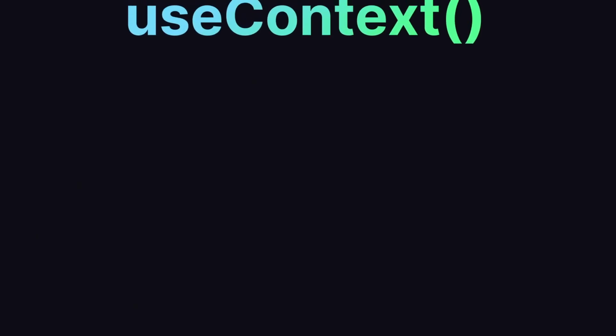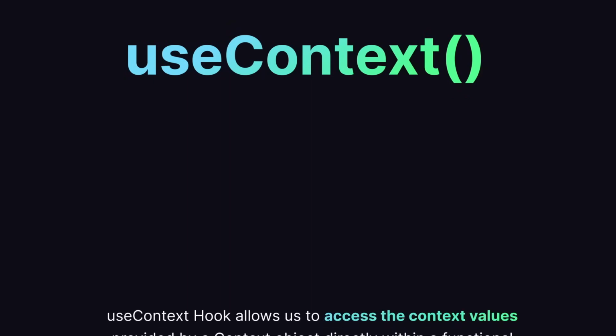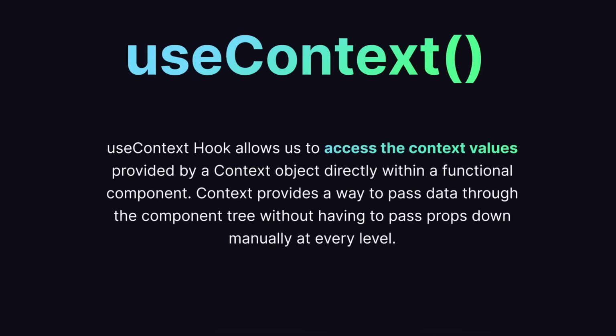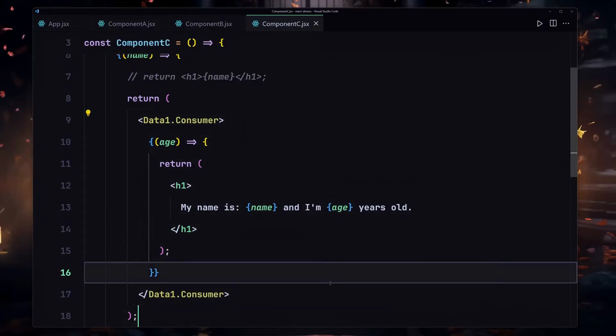Now let's talk about the use context hook in React.js. The use context hook allows us to access the context value provided by the context object directly within the functional component. Context provides a way to pass data through the component tree without having to pass props down manually at every level, something which we just saw a few seconds ago. So now we only care about the use context hook, and now let's get into it. So now let's refactor this code to use our context hook.